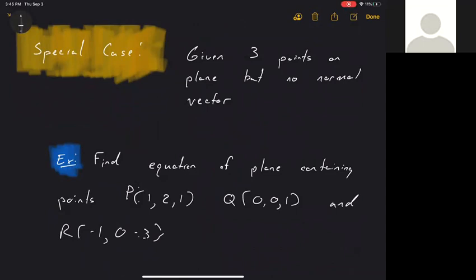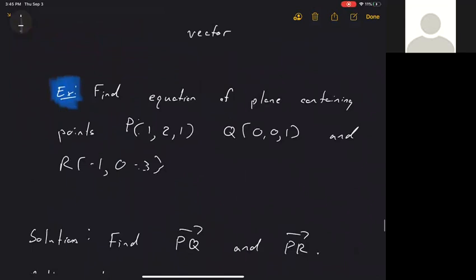So again, this is kind of like in the line examples when we were given 2 points on the line, but we weren't given a parallel vector. Let's say we're not given a normal vector to the plane, but we are given 3 points in the plane. What we do is we make a normal vector, and we're going to use a tool from the previous section, the cross product. Let's just do an example to show how it works. It's pretty straightforward as long as you're comfortable with the cross product.